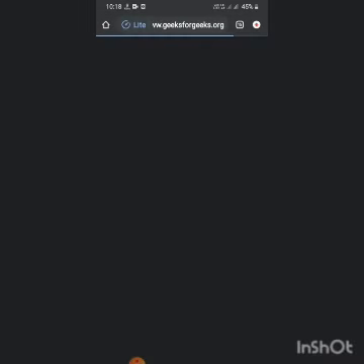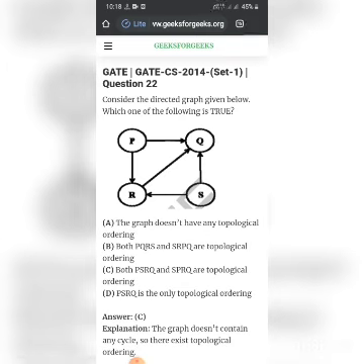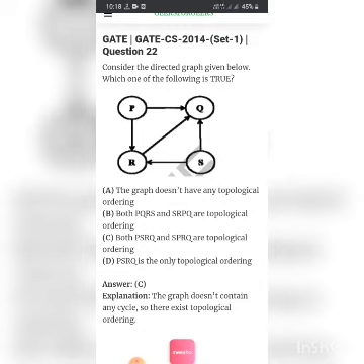This is the last question. A total of 15 questions were asked in the bootcamp, on campus and off campus, and all are the same. Now the question is, consider the directed graph given, which one of the following is true? The graph doesn't have a topological ordering. Both PQRS and SRPQ are topological orderings. Both PSRQ and SPRQ are topological orderings. PSRQ is the only topological ordering. And the answer they gave is C. The graph doesn't contain any cycles, so there exists a topological ordering.